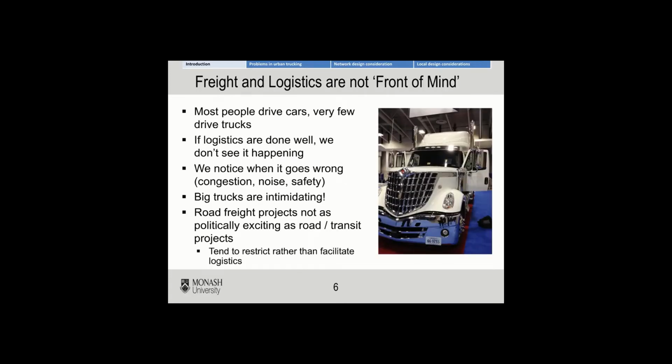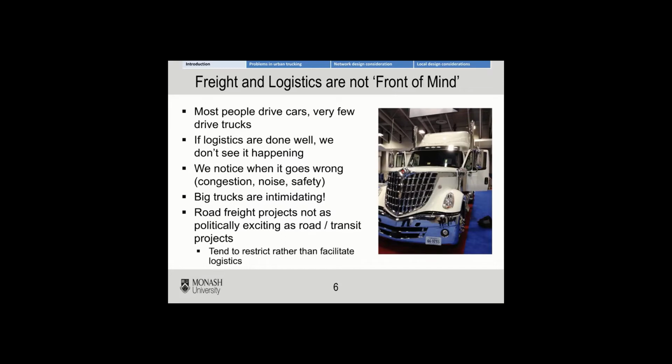Unfortunately, freight and logistics are not always front of mind to most people. When we think of designing for roads, we do tend to get a bit preoccupied with the cars. We're increasingly thinking more about public transport and cycling, but generally speaking, trucks, freight, and logistics are not usually well thought of. And as the first dot point says, most of us do drive cars.